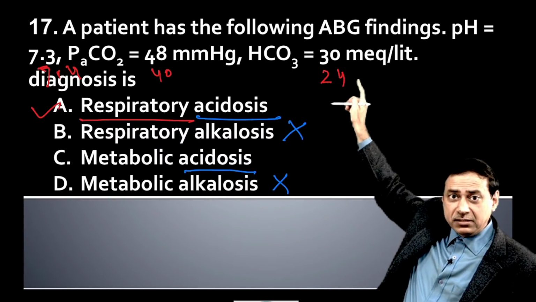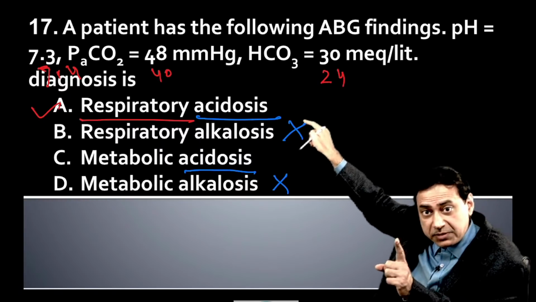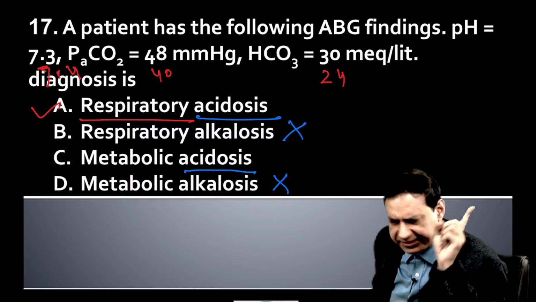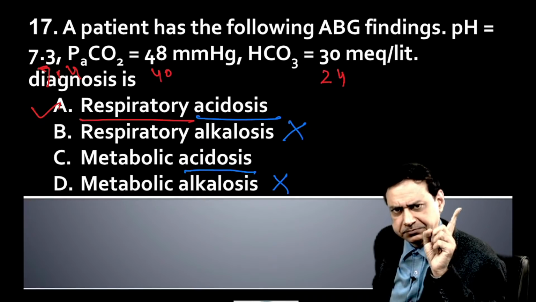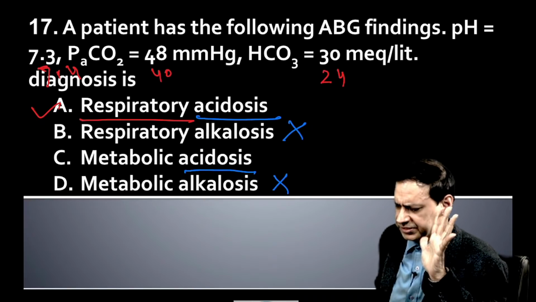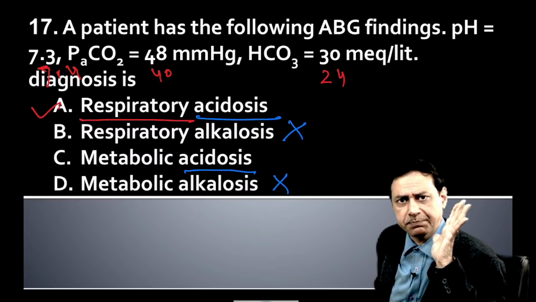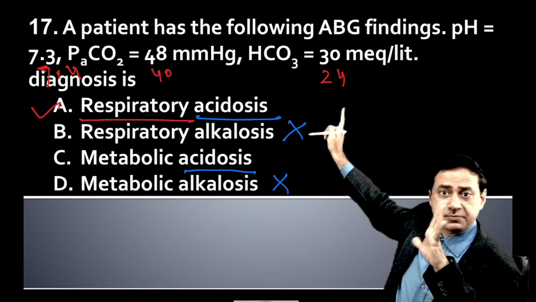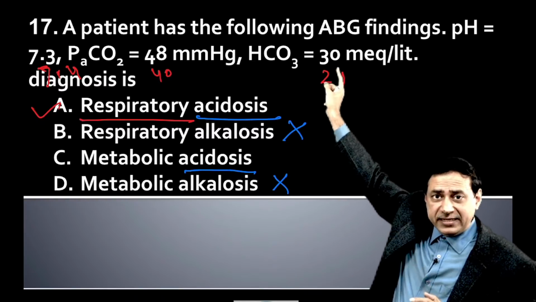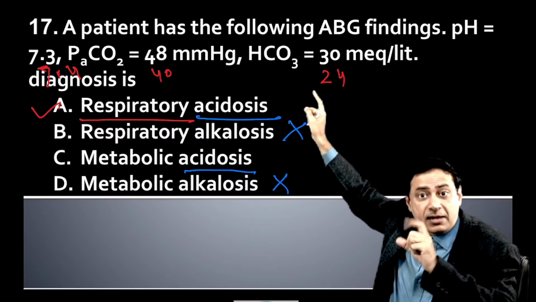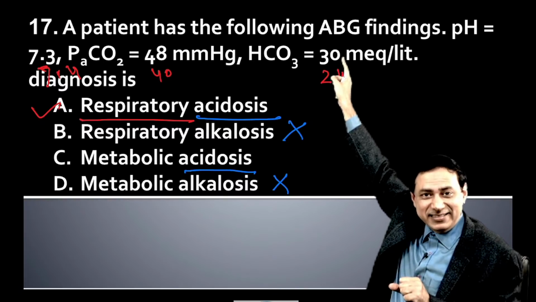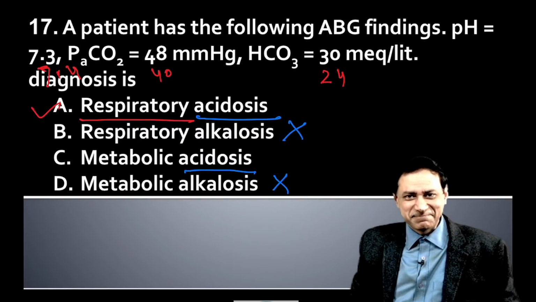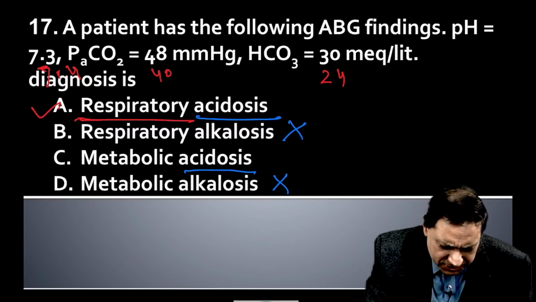If bicarbonate is less than 24, then the cause may be metabolic. But here the cause is respiratory. CO2 is high, therefore it is respiratory. Simple answer, simple explanation. If low bicarbonate explains that acidosis, then it is metabolic. Bicarbonate is high. Why? This is the renal compensation. It is high because the kidney is trying to compensate that respiratory acidosis. It is respiratory acidosis. Simple.